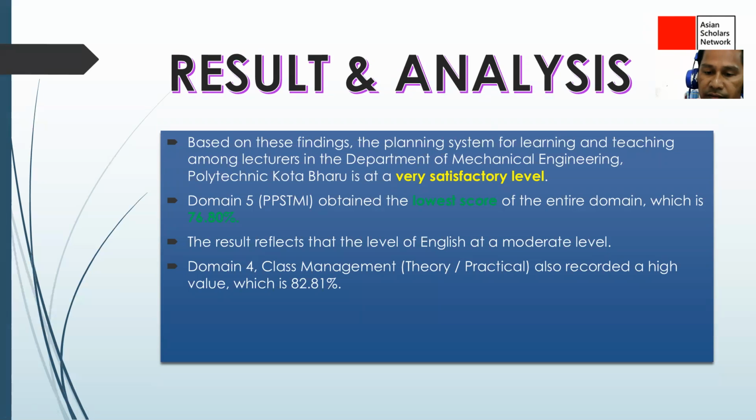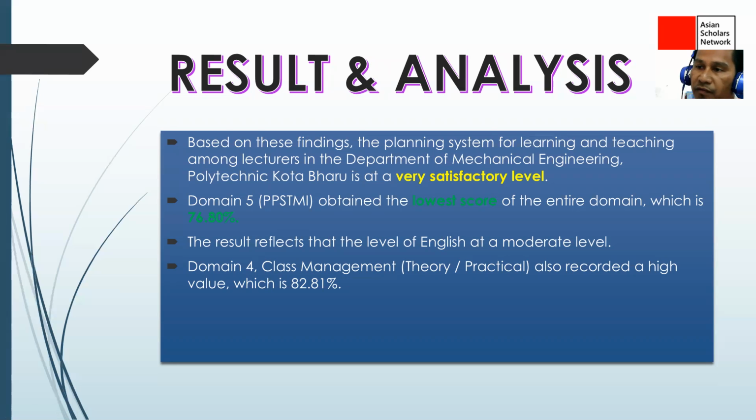Based on this finding, it is clear that the planning system for learning and teaching among lecturers in the Department of Mechanical Engineering, Polytechnic Kota Bharu is at a very satisfactory level. This result also shows that Domain 5, PPSTMI, obtained the lowest score of all the domains, which is 76.8%. The result reflects that the level of English utilization practiced by the lecturers in the learning and teaching process is only at a moderate level.